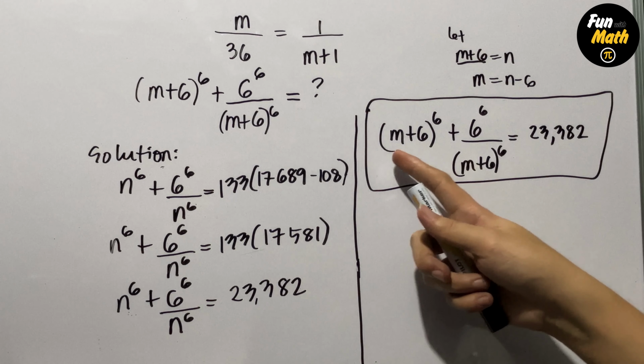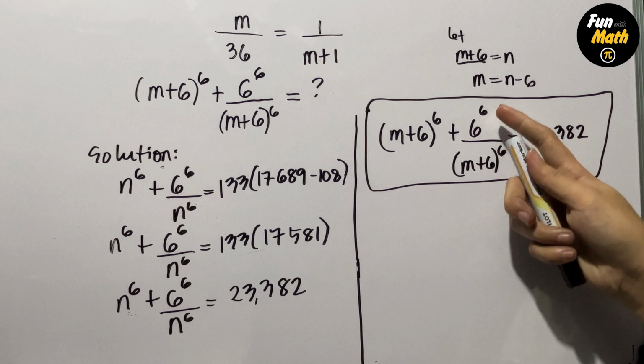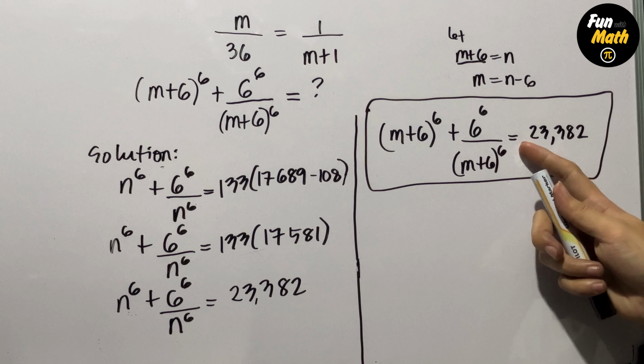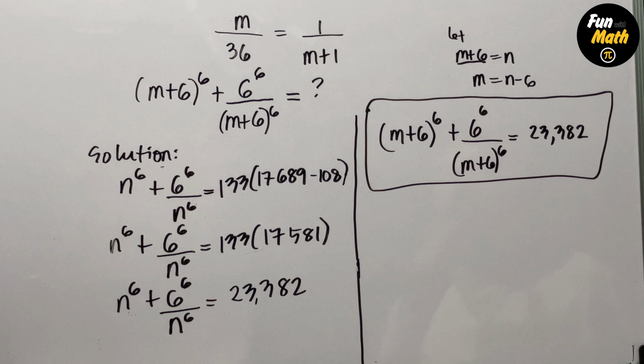Again, (m + 6)^6 + 6^6/(m + 6)^6 is equal to 23,382. And that's all for today.